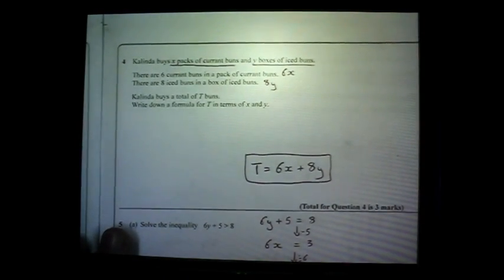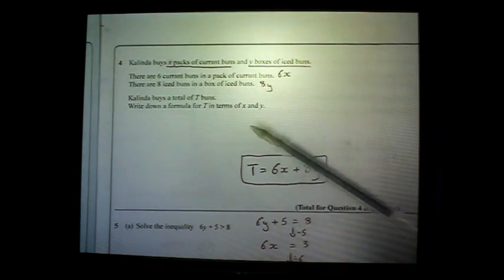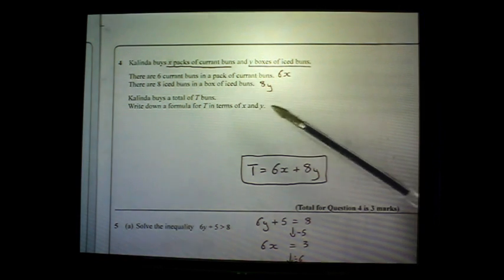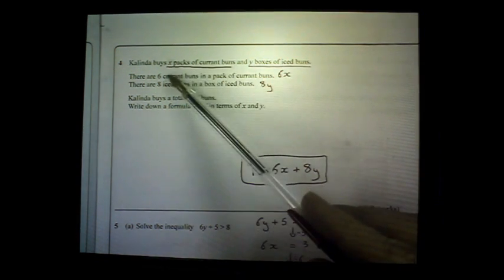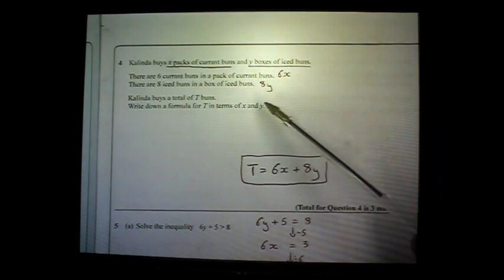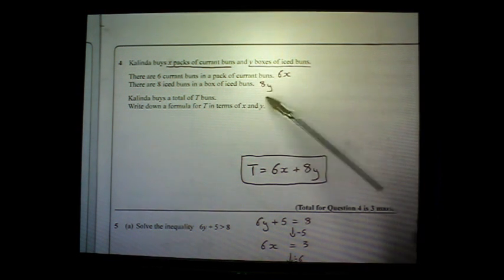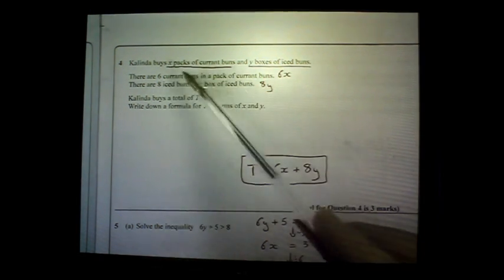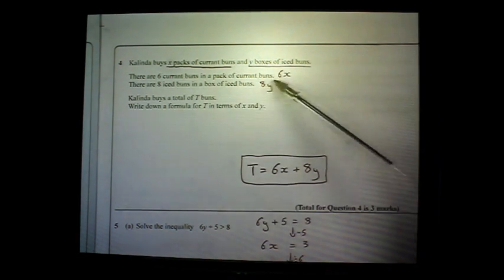Kalinda buys x packets of currant buns and y boxes of ice buns. There are 6 currant buns in a pack, so I've done 6x because currant buns is x. There's 8 ice buns in a box, so I've called it 8y because ice buns is y. There's nothing clever I've done there. If currant buns is x and there's 6 of them in a pack, that's 6 lots of x, and if there's 8 in a box of ice buns, there's 8 times y.